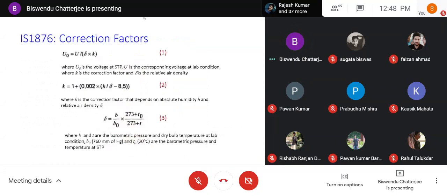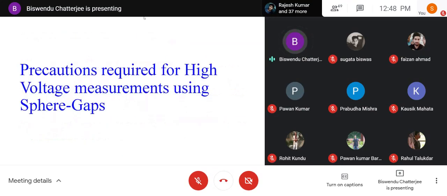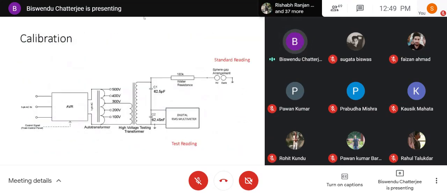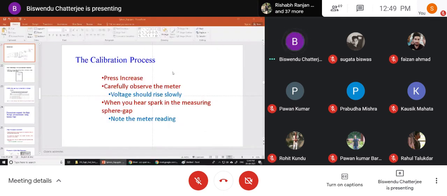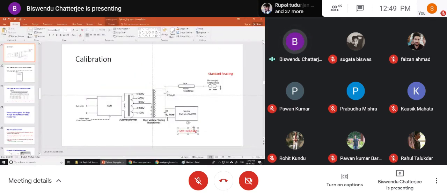The main diagram is this. Let me see. In my opinion, the main diagram is this. This is the test reading. This is the test reading, and this is the standard reading. Okay.